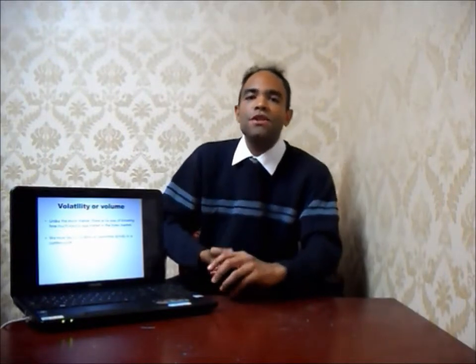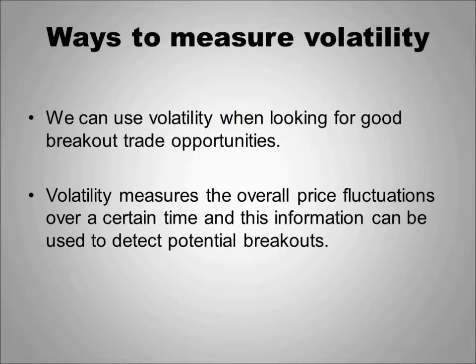Okay, so what I want to do right now is I just want people to realize the difference between volume and volatility. Okay, so again, volume just refers to how much has been traded. Volatility just refers to how much action is taking place in this market.